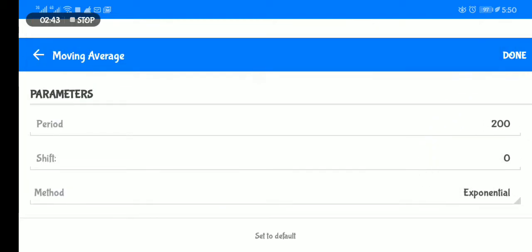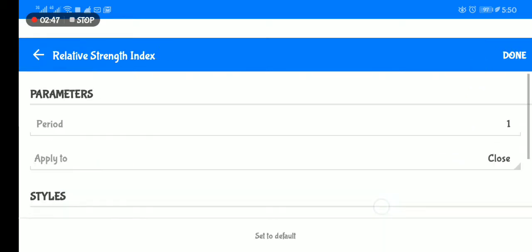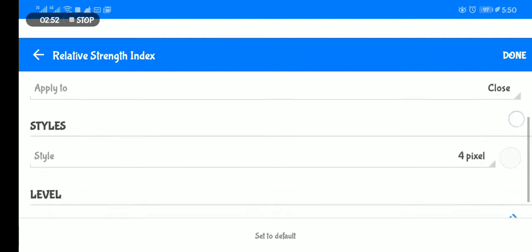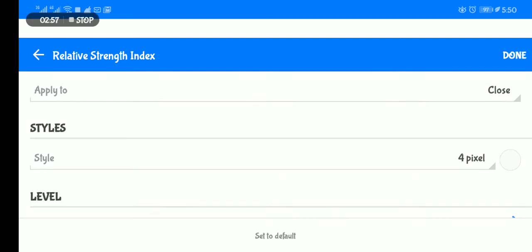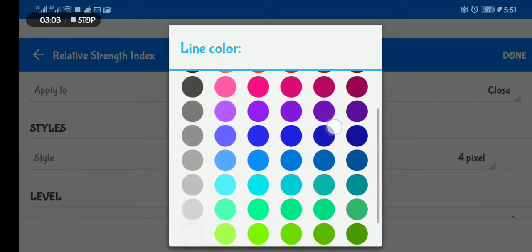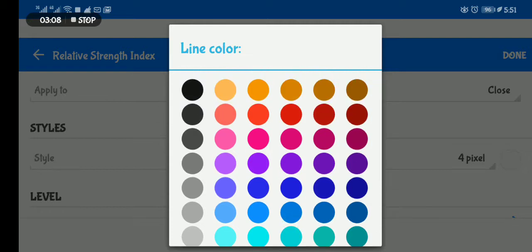Okay, then when you're done, you add your RSI. Your RSI, the period is 1. Apply to close. Then for the style, make sure you change the color to the color of your background. Why mine is white is because my background is white. Why you are changing to the color of your background is because it's not the RSI signal you want to use. You don't need the RSI lines.